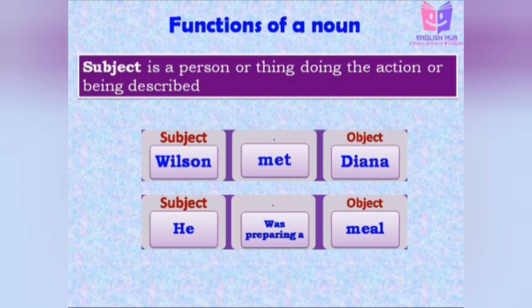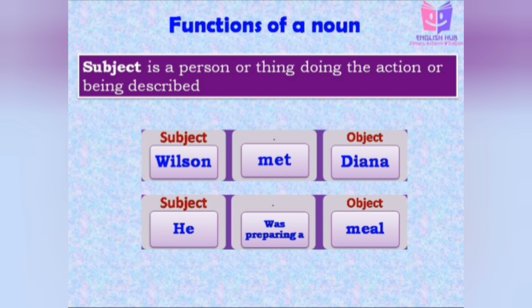Let's begin with the subject. The subject can be easily identified as it usually comes at the beginning of a sentence. It's often the person or thing that performs the action of the verb or is being described. Every verb in a sentence must have a subject. Take a look at these examples.